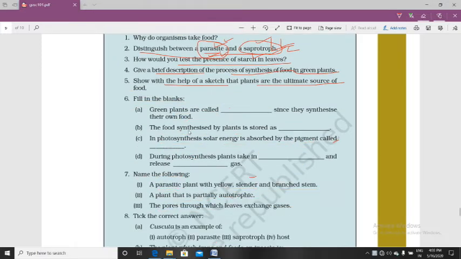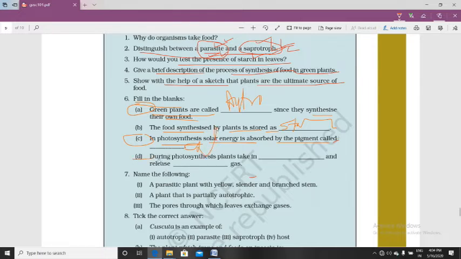Now come to question number 6, which is fill in the blanks. A. Green plants are called dash since they synthesize their own food. Tell me what the green plants are called. They are called autotrophs. Next, B. The food synthesized by plants is stored as what? Starch. They are stored as starch. Question C. In photosynthesis, solar energy is absorbed by the pigment called, answer will be chlorophyll.